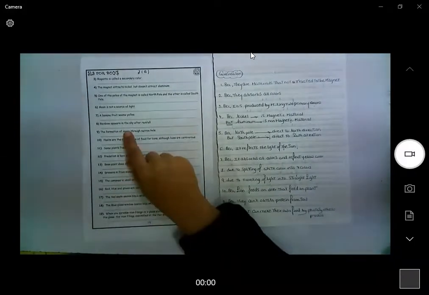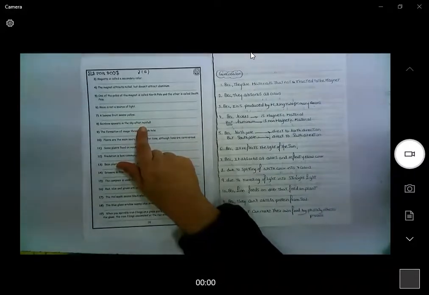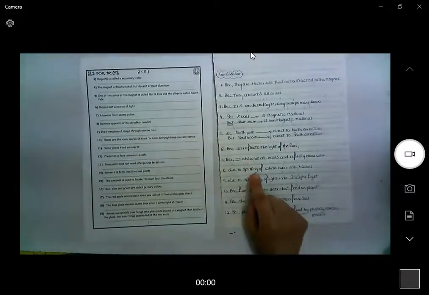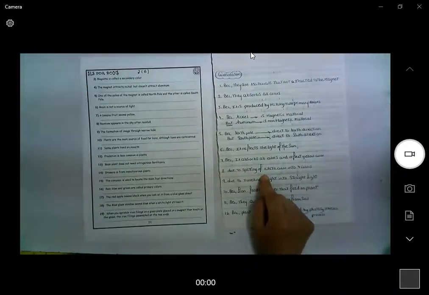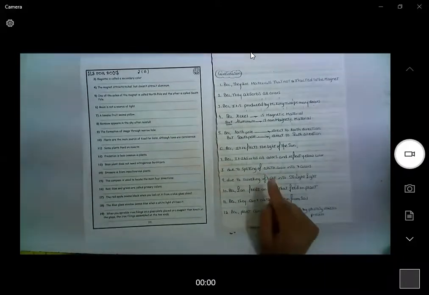Number eight. A rainbow appears in the sky after rainfall. Why? Due to the splitting of white light into seven colors. You can write analysis of white light into seven colors. So splitting and analysis have the same meaning.